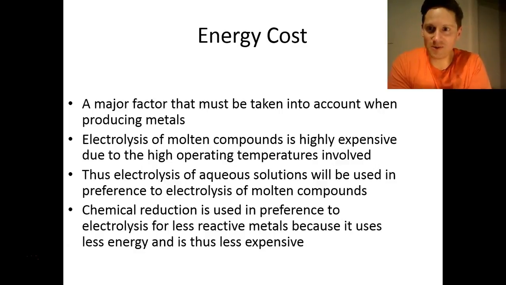Chemical reduction is also better than electrolysis because it uses less energy and it's less expensive. So if we need to use electrolysis, we will, but if we don't have to, we use a different process. That's why it's important in industry to understand the chemistry of different materials to understand what process is the most cost effective, and this is an example of the decisions that chemists have to make.